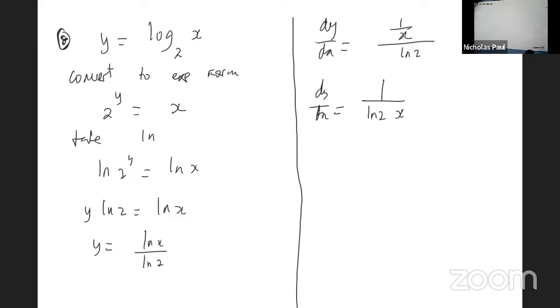Okay, so yes, you could change the base, or you could convert to exponential form, then take ln on both sides, right? But as you all said, that could also work. You could change the base to ln x over ln 2. Same thing you're seeing right here.